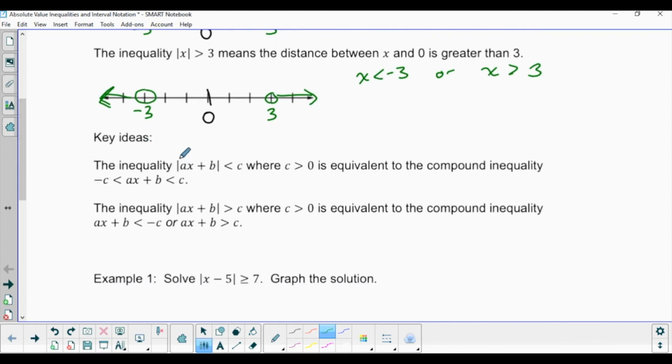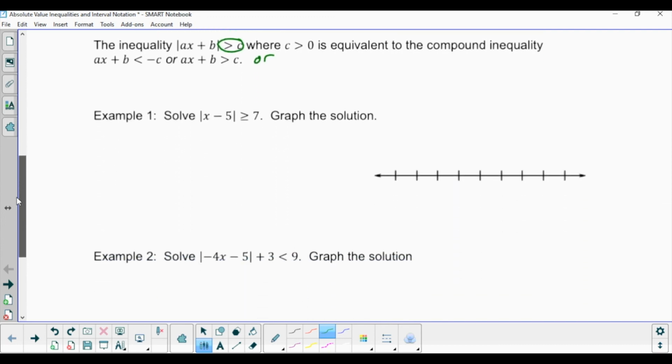So when you have the absolute value of some expression is less than a positive value c, it becomes a compound inequality, an and. So less than c becomes an and, where that expression inside the absolute value is between the positive and the negative versions of that number. When an expression in absolute value is greater than c, you have an or.